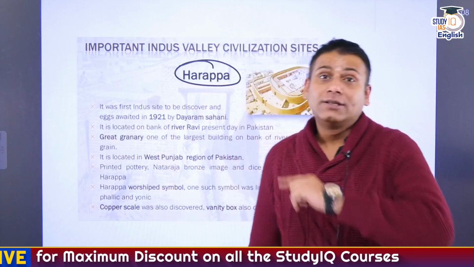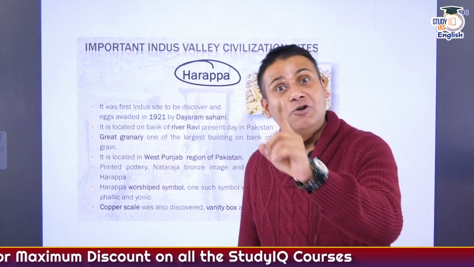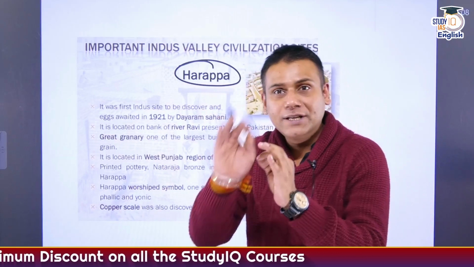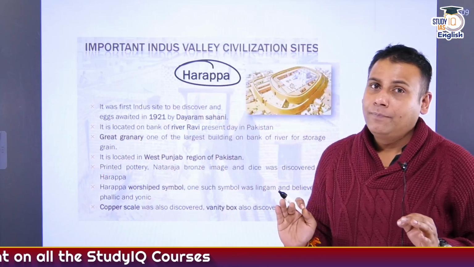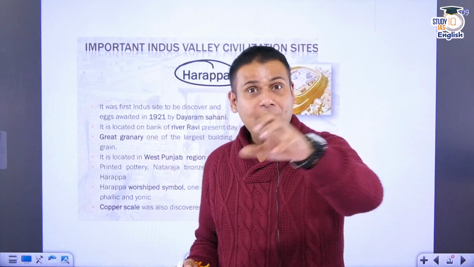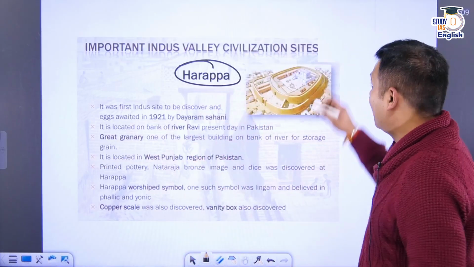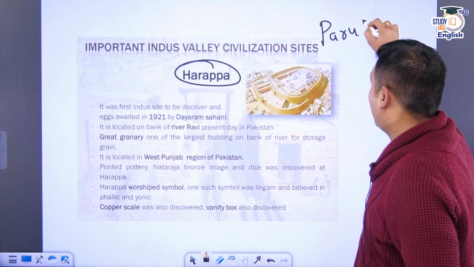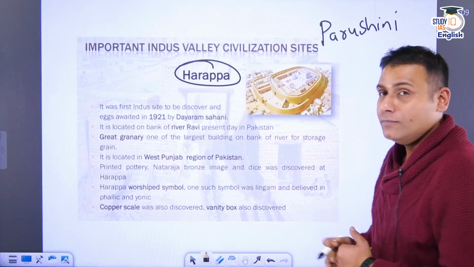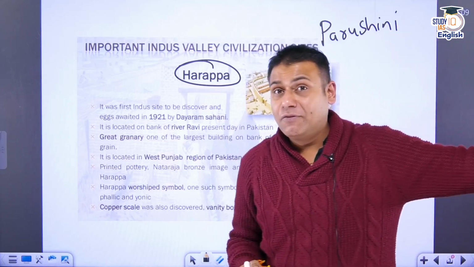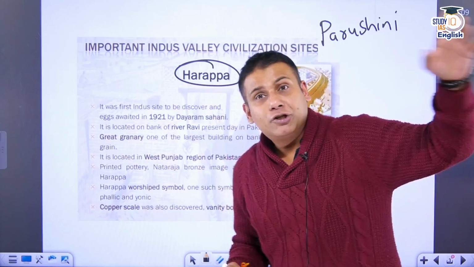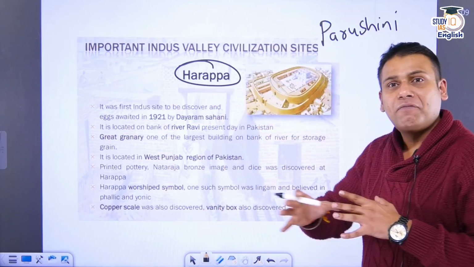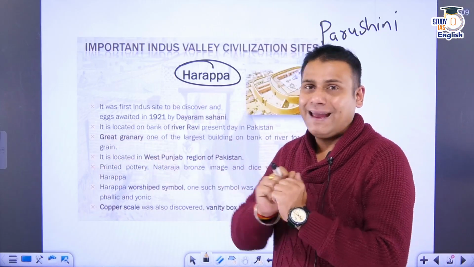Why? Because Harappa was the first site to be discovered. And it was discovered in 1921 by Dayaram Sahani. It is located on the banks of river Ravi, which is a tributary of river Indus. River Ravi during the Vedic period was referred to as river Parushini. We have seen the Vedic civilization, if you remember, correct? So it is located on the banks of river Ravi, which is a tributary of river Indus.